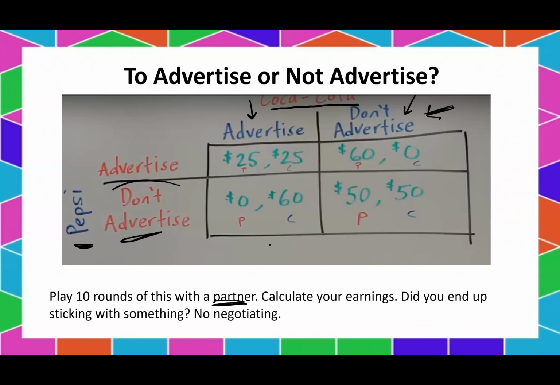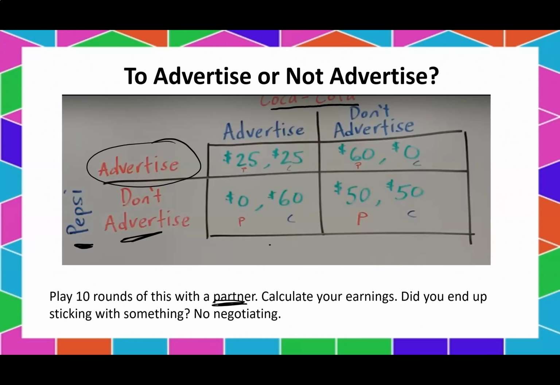But let's say that Pepsi chose don't advertise and Coca-Cola chose advertise. In this case, because Pepsi chose not to advertise, they get $0, and Coke did advertise, so they get $60. So Pepsi kind of gets screwed over. It's kind of just like the prisoner's dilemma, is it not? And then the last situation is, what if Pepsi chose advertise and Coke chose don't advertise? Well, here, Pepsi's going to do really well because they advertised and Coke did not advertise, so Coke gets $0.